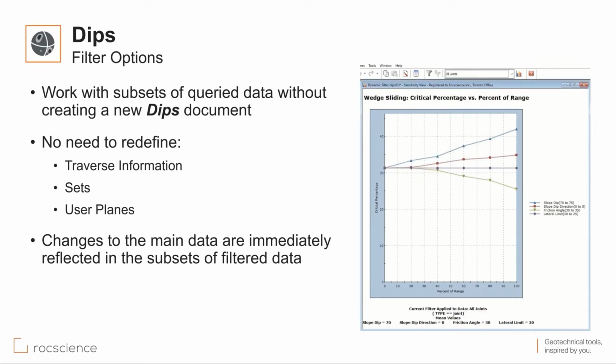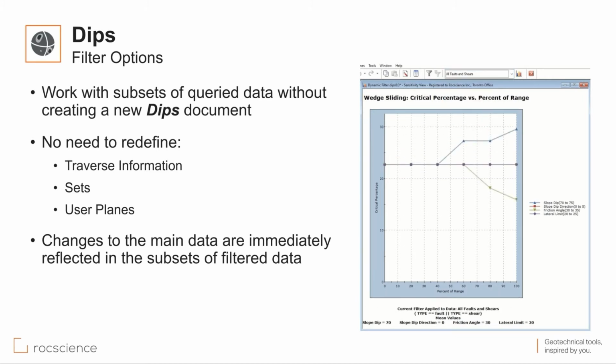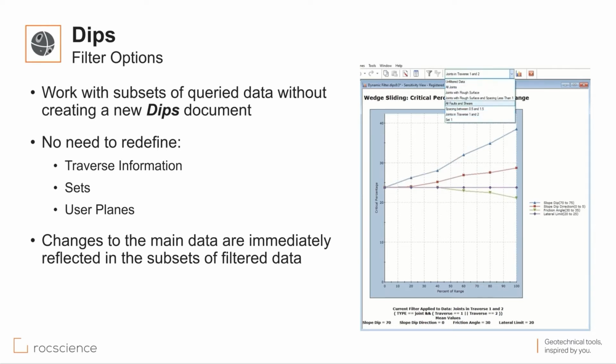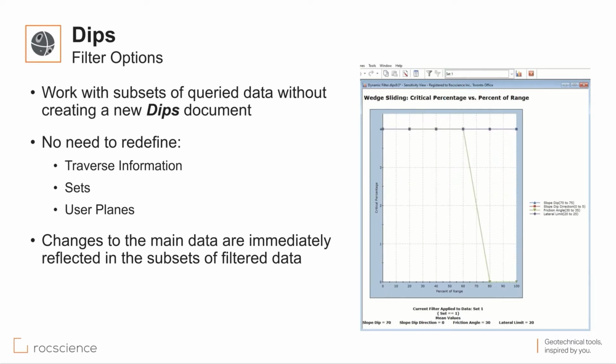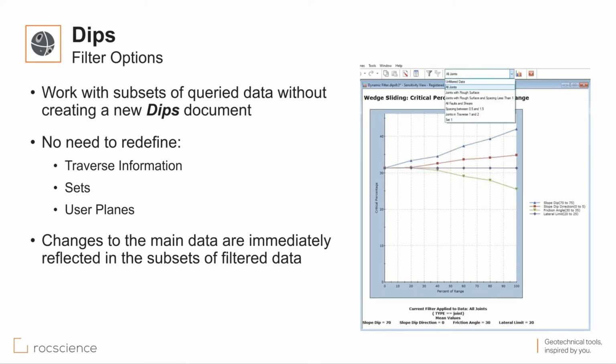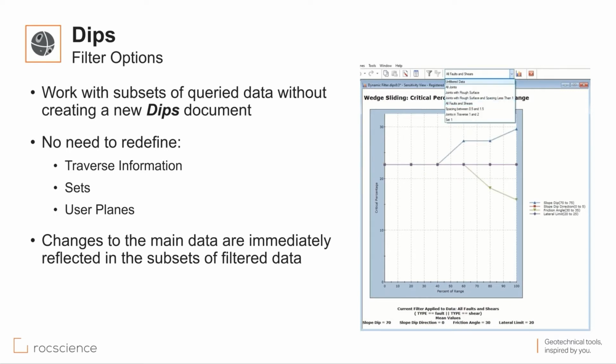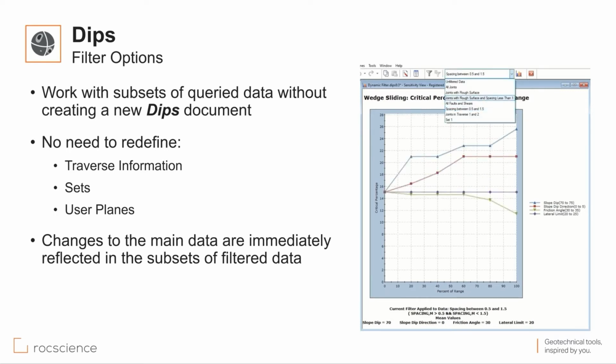The major advantage of working with filters is that you no longer have to create a new DIPS document in order to work with subsets of queried data, like with older versions of DIPS. This also means that you do not need to redefine traverse information, sets, and user planes. Any changes to the data will also be immediately reflected in the subsets of filter data.